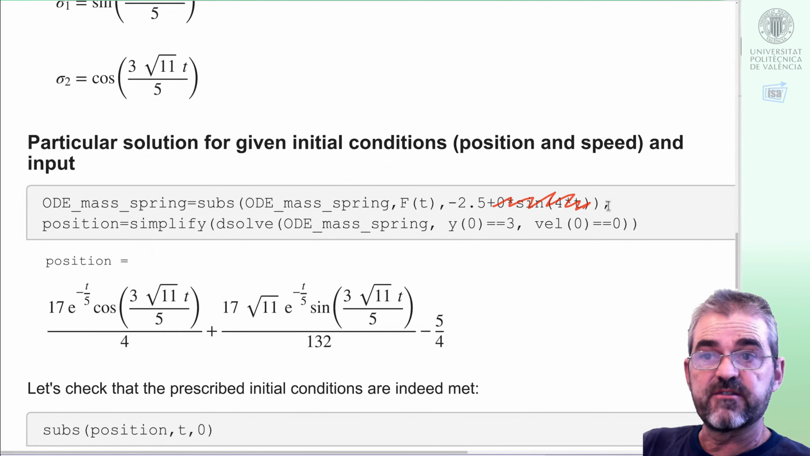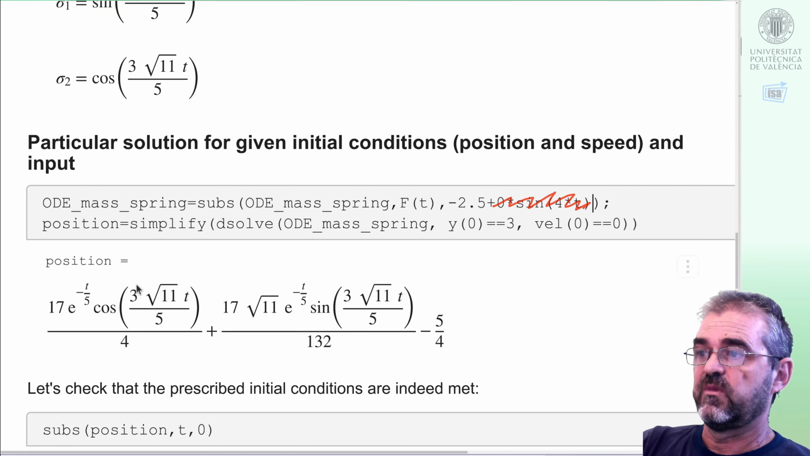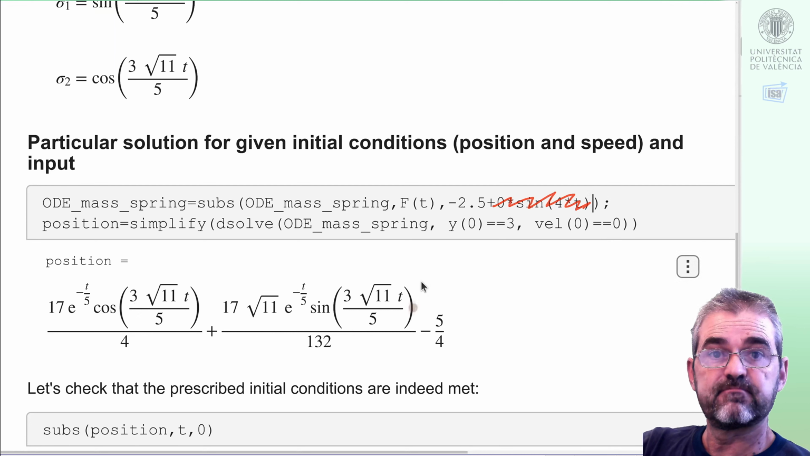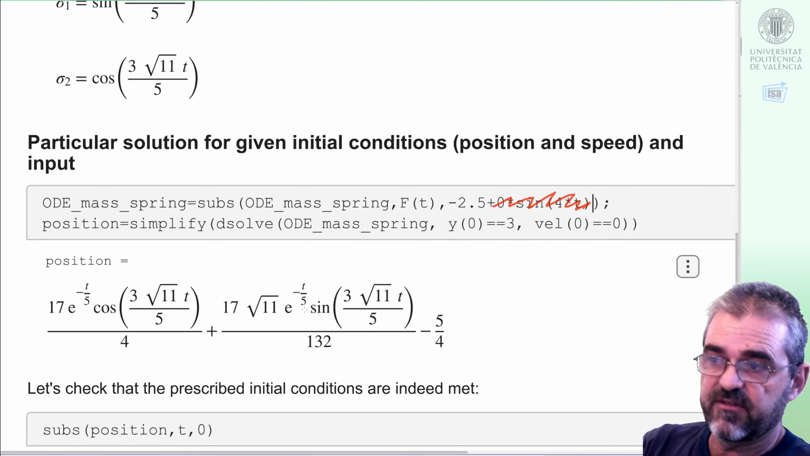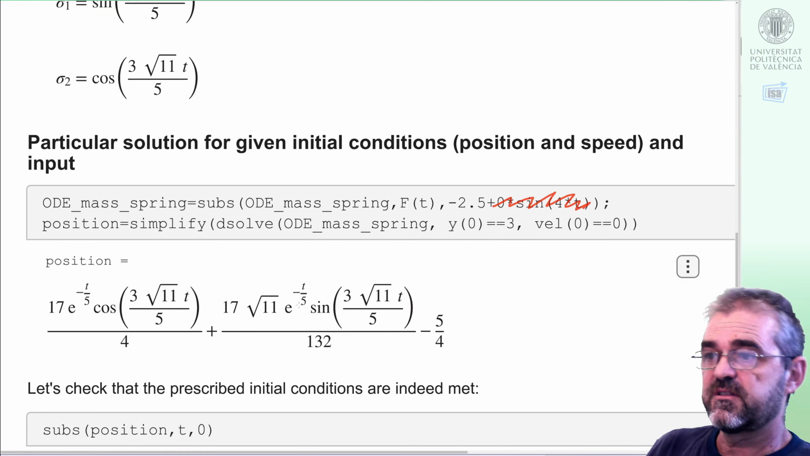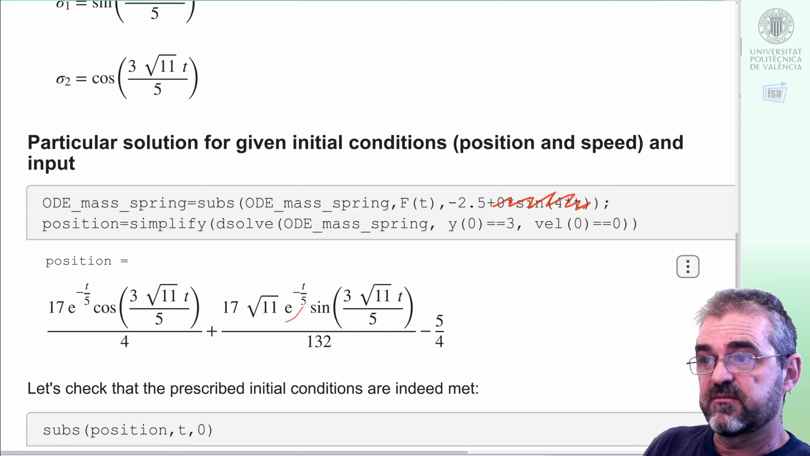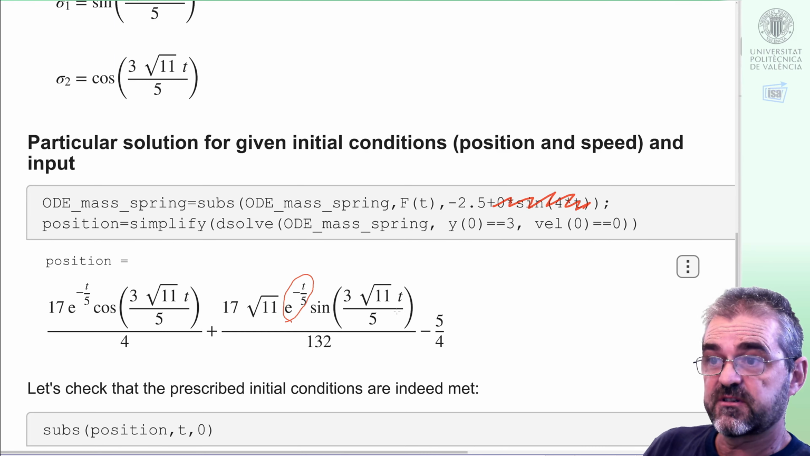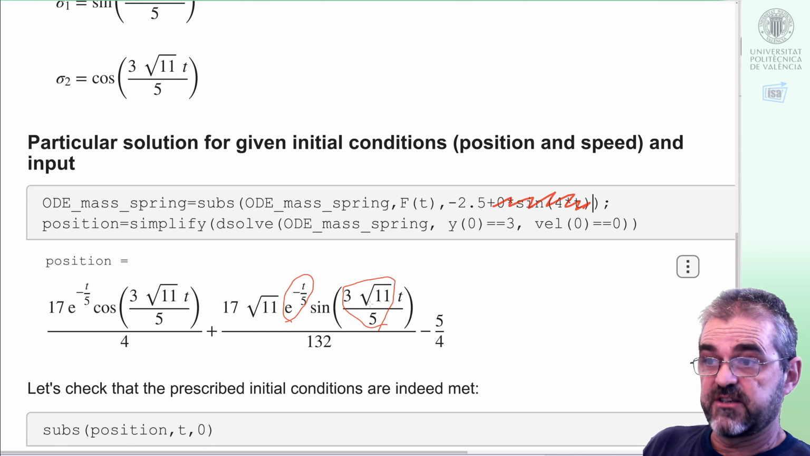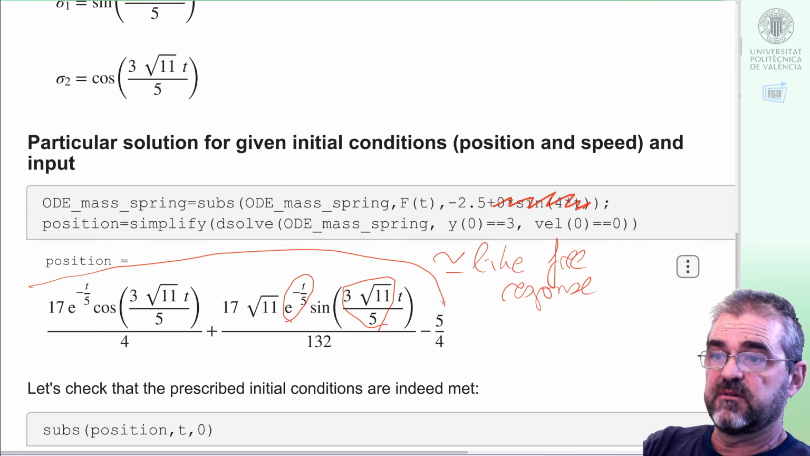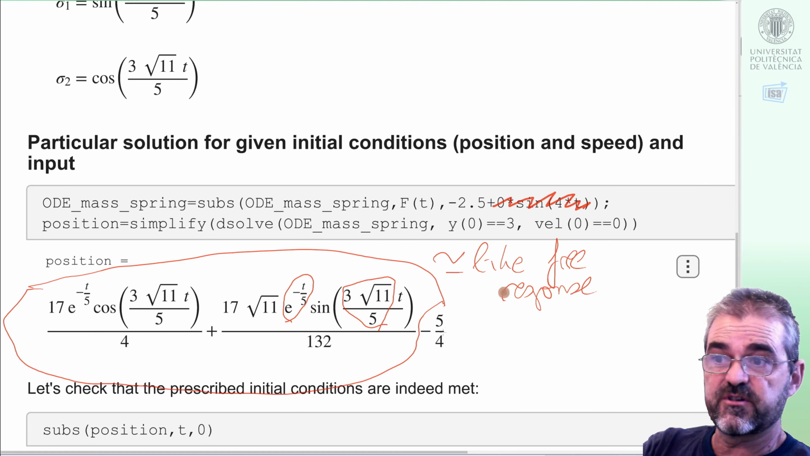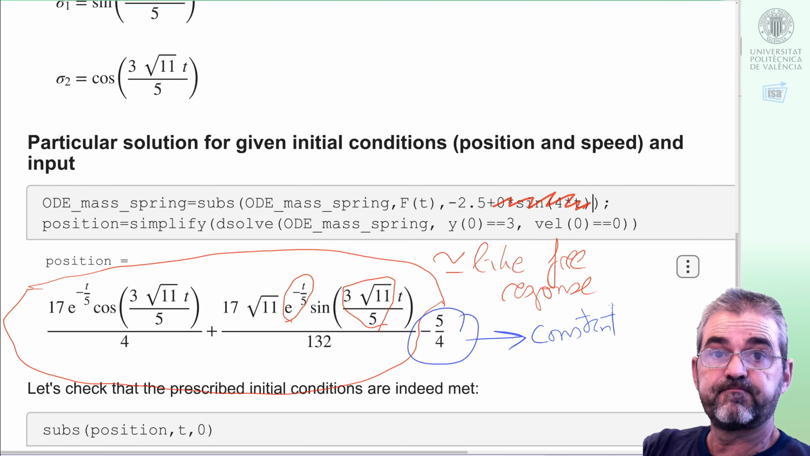We will now inspect the result with a constant force. So if I execute again, we get this expression. It's important to realize a couple of things. First, that the exponentials that appear are the same as in free response, as well as the trigonometrical terms. So decay rate and oscillation frequency is the same. So we have a term kind of like the free response plus some other constant.